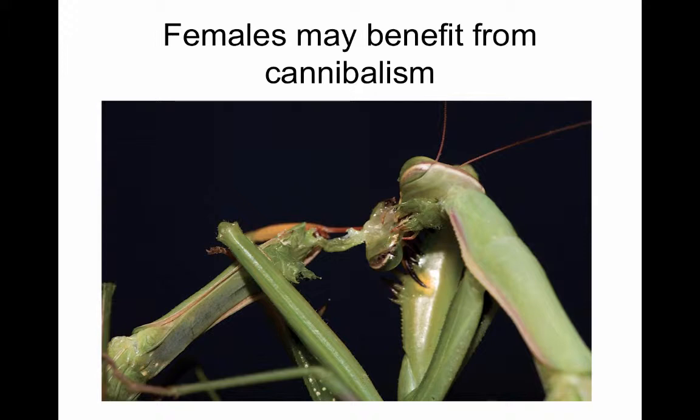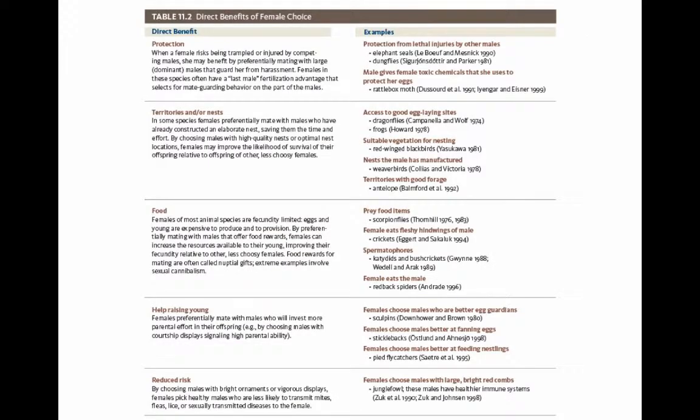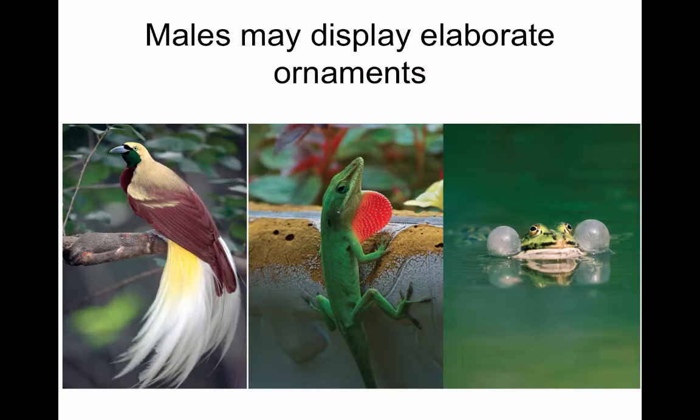There are a number of katydids where this is particularly striking. There are also spiders where this occurs. In many spiders, females and males are extremely dimorphic, and it's actually the female who's quite a bit bigger. And the female in many species will eat the male after mating with him. All right, so there are a number of direct benefits. Your text outlines a number of these.